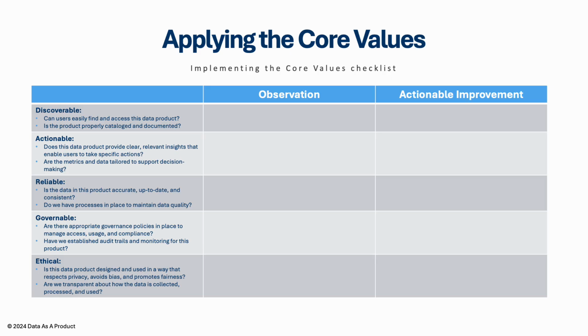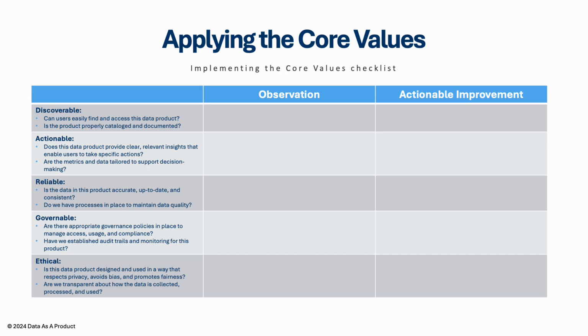Is this data product designed and used in a way that respects privacy, avoids bias, and promotes fairness? Are we transparent about how the data is collected, processed, and used? The third step is to apply the checklist.